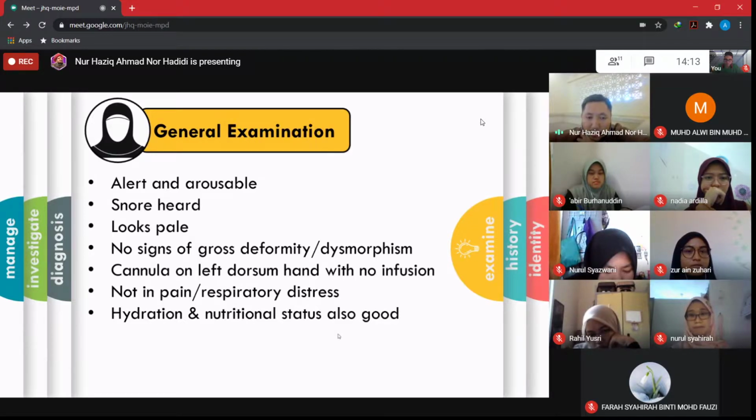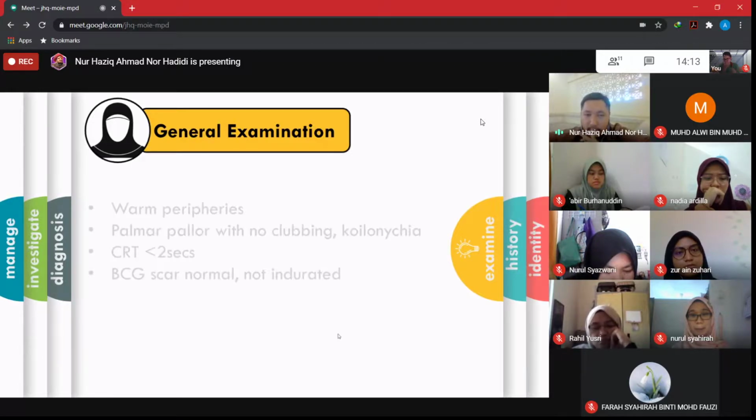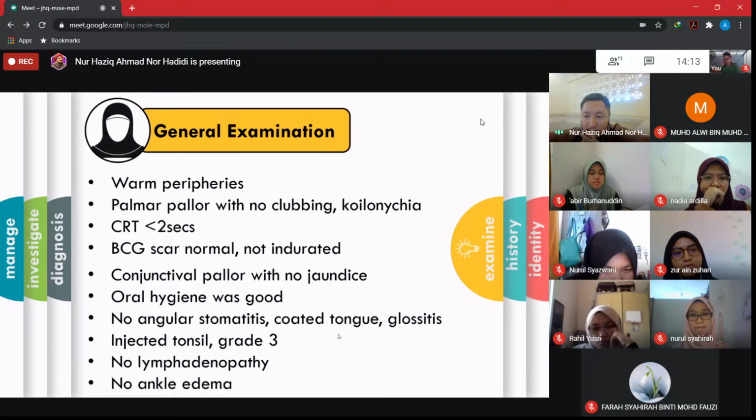The hydration status and nutritional status are also good. On hand examination, he had warm periphery but with palmar pallor.